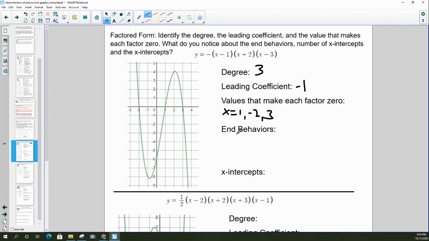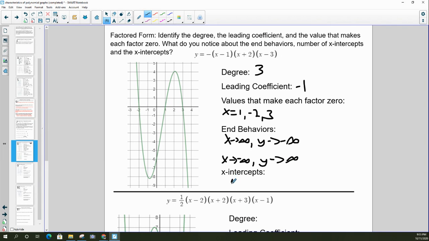Okay, what do I notice about my end behaviors? All right, well, my end behavior should be opposite direction because my degree is odd. My leading coefficient's negative, so my right end behavior should be going down towards infinity, which it is. Okay, so as x approaches positive infinity, so my right end behavior, y approaches negative infinity. My left end behavior, as x approaches negative infinity, y approaches positive infinity.